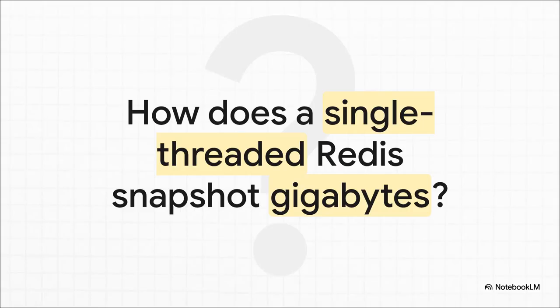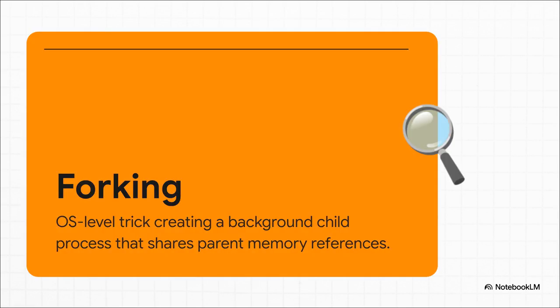But this brings up a rather massive technical hurdle. We established very early on that Redis is single-threaded. So how on earth does it suddenly copy gigabytes upon gigabytes of data to a slow disk snapshot without completely halting the entire system and blocking all your active users? Well, Redis pulls off a really slick operating system level trick called forking. When it's time to take a snapshot, the main Redis process literally forks itself, creating a hidden background child process.